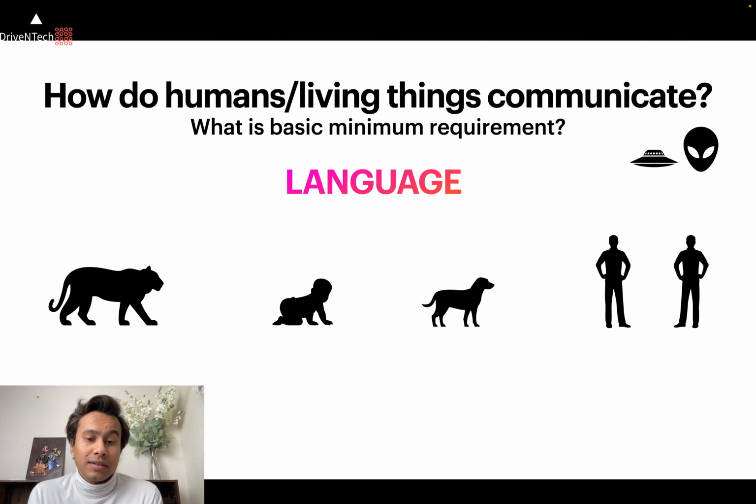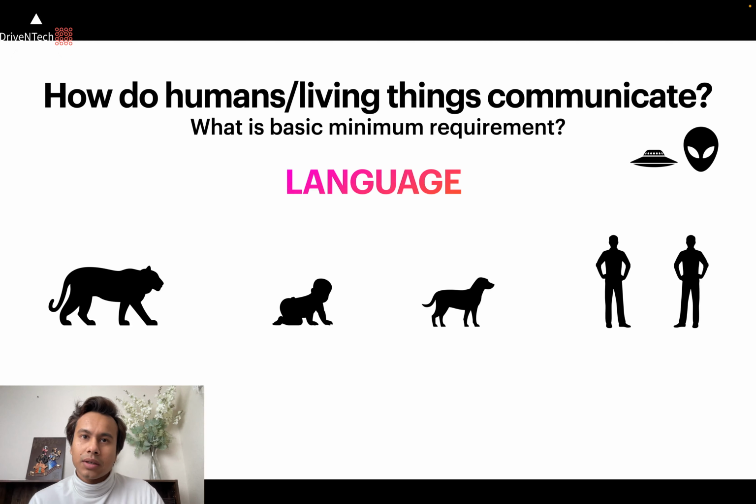Have you ever tried talking to a newborn baby, or have you ever tried talking to a lion? Don't talk to a lion. Or have you ever tried to talk to somebody who knows a different language than yourself? As a human, somehow we can communicate, but we cannot communicate properly. And aliens, I hope you don't get involved in that. Dogs can understand our language, they are best friends. So the basic minimum requirement for any kind of communication is a language.